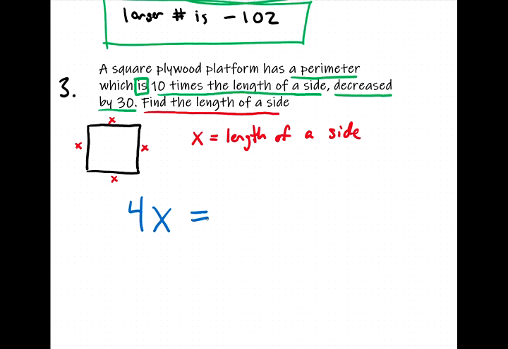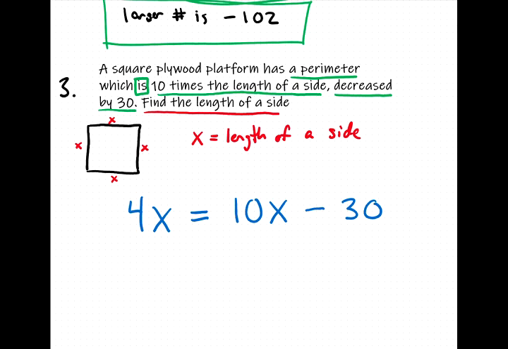Okay, so the perimeter equals 10 times the length of a side. And the length of a side, we're calling that x. So 10 times the length of a side would be 10 times x. And then decreased by 30. Decreased means subtraction. So we have a minus 30. All right, so there's our equation, and now we could go ahead and solve this equation.